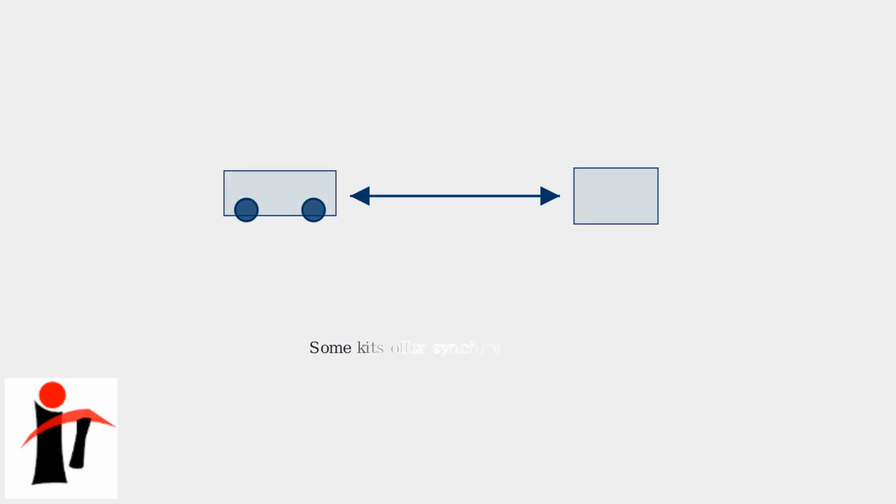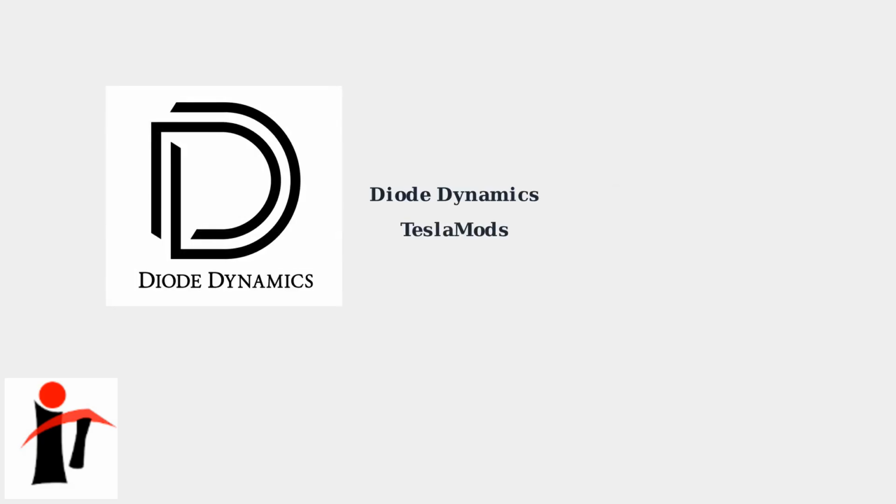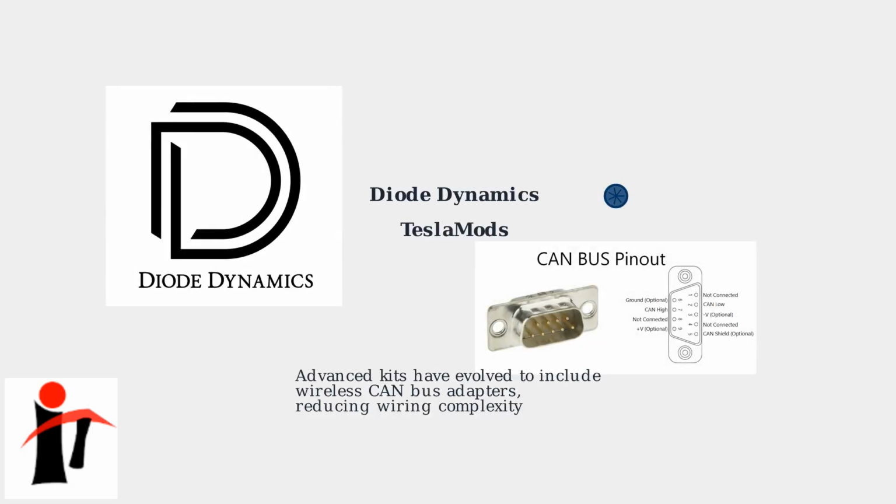Some kits offer synchronization with the car's infotainment system or driving modes. For example, lighting can change based on music playback or vehicle speed. Advanced kits from manufacturers like Diode Dynamics and Tesla Mods have evolved to include wireless CAN bus adapters, reducing wiring complexity and minimizing risks of triggering diagnostic systems.